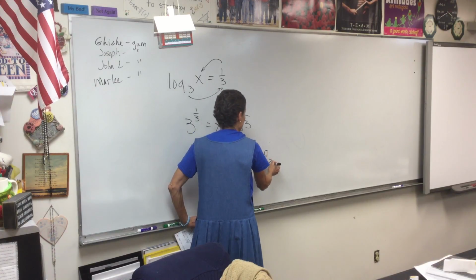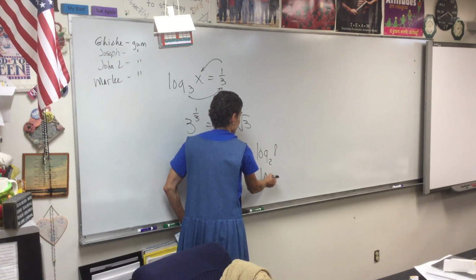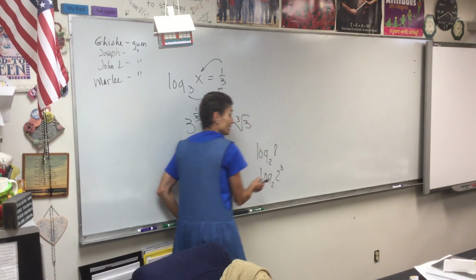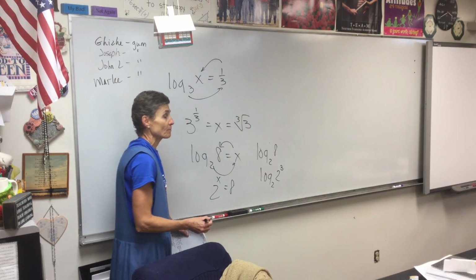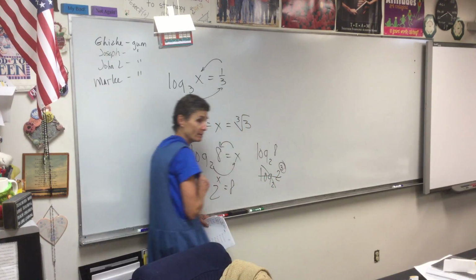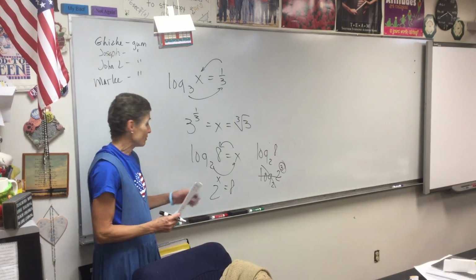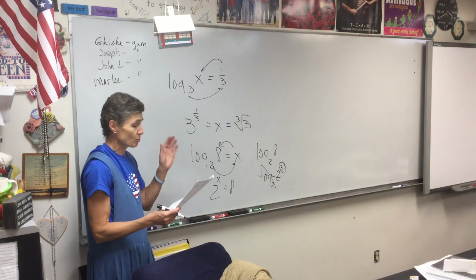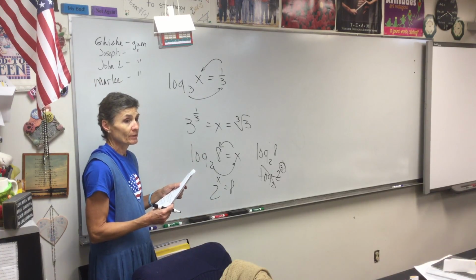If you have the log base 2 of 8, you can think of that as the log base 2 of 2 cubed, because that's what 8 is. And we talked about yesterday, the log base 2 of 2 cubed is just going to be 3. So either way you do it, it makes no difference, whatever makes most sense to you.